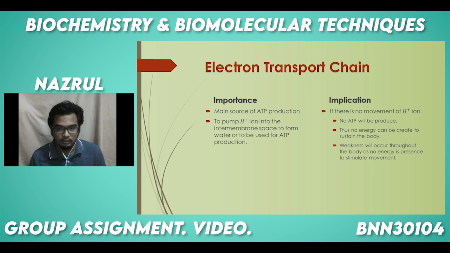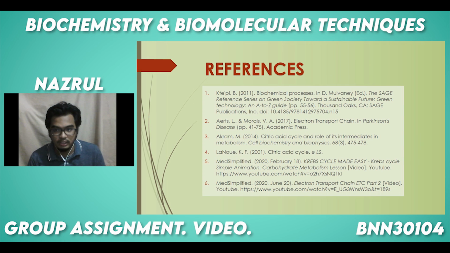What if the electron transport chain does not occur? Well, there will be no movement of hydrogen ions, which means there will be no ATP production, thus no energy will be created. When energy cannot be created, weakness will occur throughout the body, as there is no energy, and muscle and tissue will deteriorate as the cells use the energy from the muscle and tissue to produce more energy.